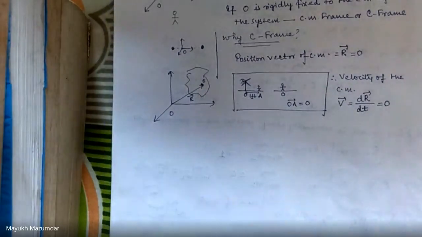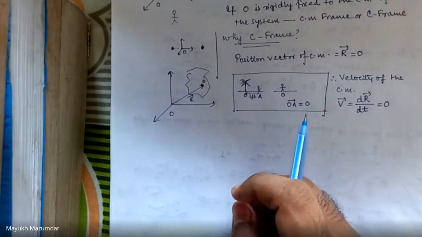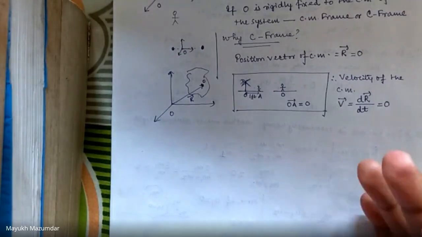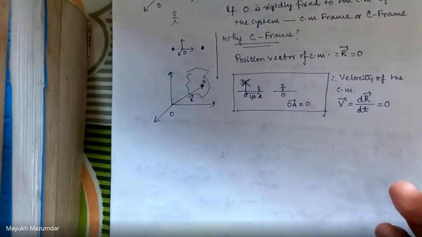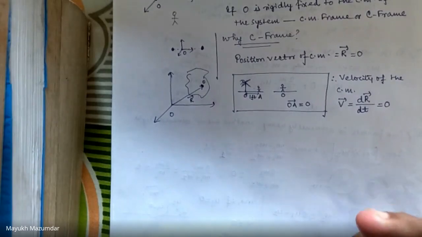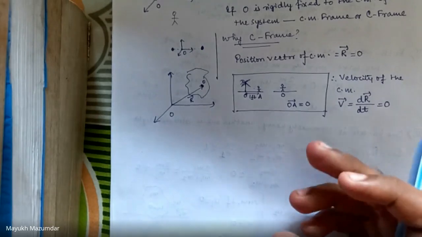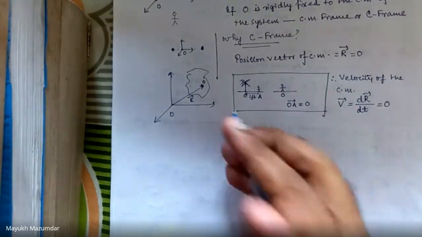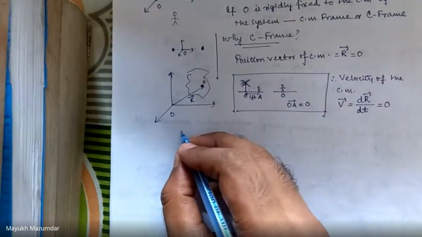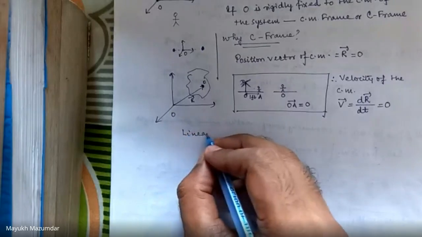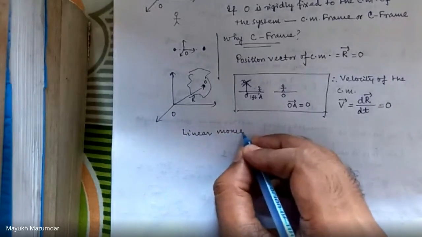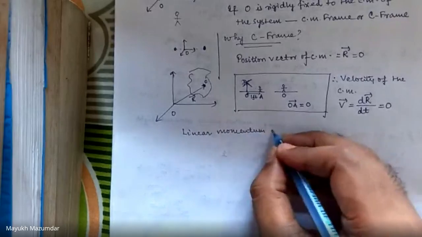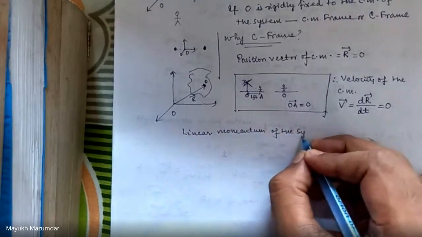The thing is, if you remember one important conclusion, the total linear momentum of the system is equal to the linear momentum of all the particles concentrated at the center of mass, moving with the velocity of the center of mass, and mass equal to the sum of all the individual masses. That is, we know the linear momentum of the system.